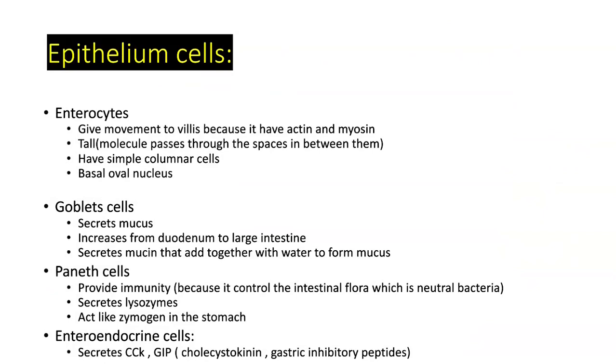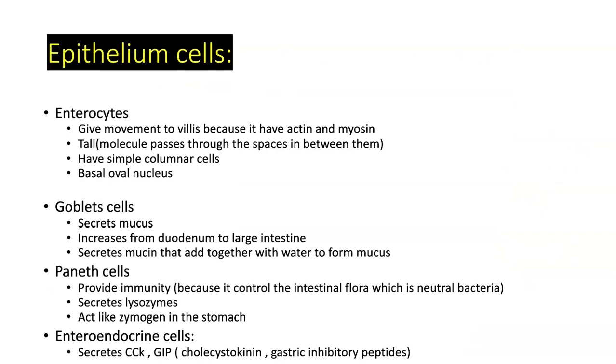Now we will discuss the cells found within the epithelium that have the major role. First of all, we will discuss the enterocytes. They give movement to the villi because they have actin and myosin. Molecules pass through the space between them. They are simple columnar cells with a basal oval nucleus.